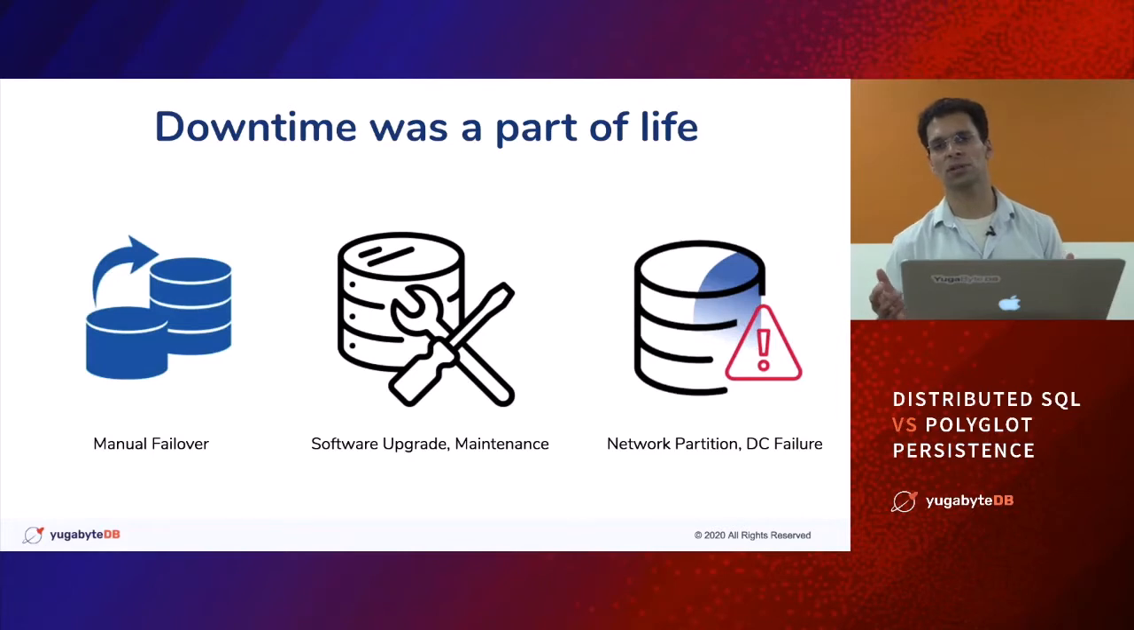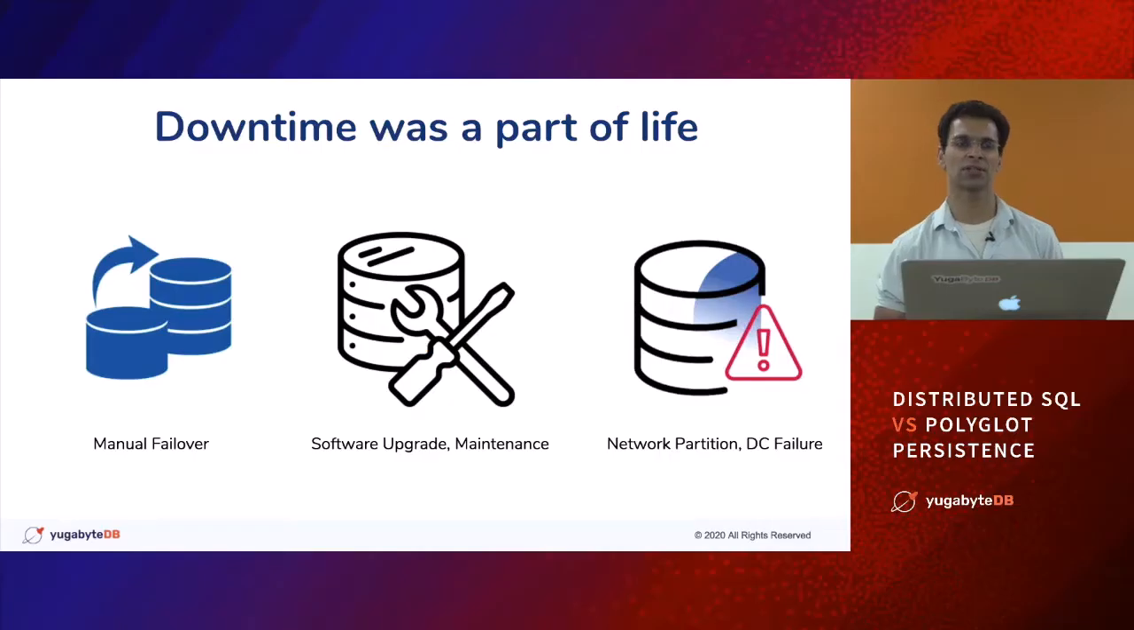If you wanted to do an upgrade, somebody would put out a notice: midnight to 3 a.m., we're going to do scheduled downtime for maintenance and upgrades and whatever fixes and index building and all of that stuff. Similarly, if there was a network partition and your database was running in a data center, well, you were toast. You couldn't access the application. And people got that, right? This was the early days of evolution, and it was completely fine.